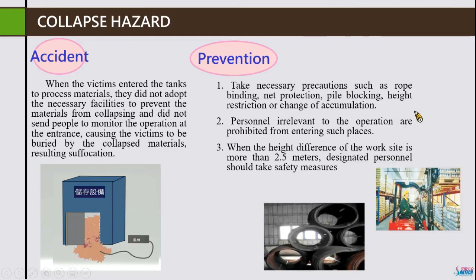Prevention for collapse hazard. First, take necessary precautions such as rope binding, net protection, power blocking, height restriction, or change of accumulation. Second, personnel irrelevant to the operation are prohibited from entering such places. Third, when the height difference of the worksite is more than 2.5 meters, designated personnel should take safety measures.